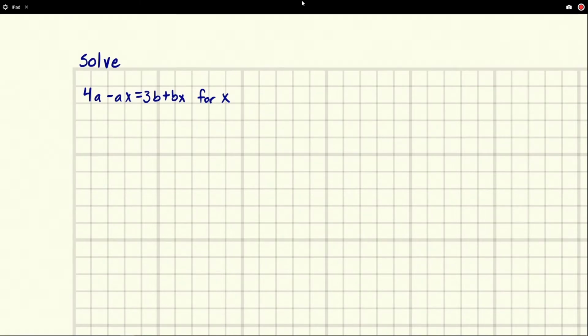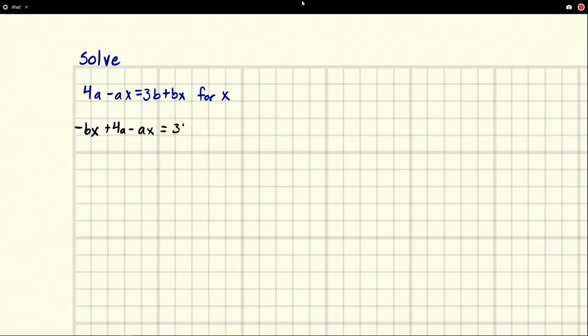So we've already got an x on this side, and I kind of like x's on this side. So I'm going to move this term that also has an x over to this side. To do that, I'm going to do the opposite of it. So that would require me putting a negative bx on both sides. So we put a negative bx plus 4a minus ax equals 3b plus bx minus bx.